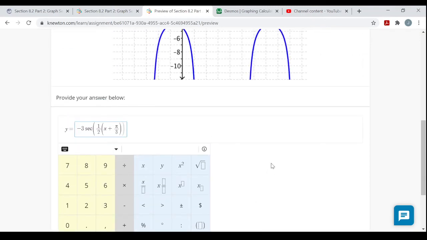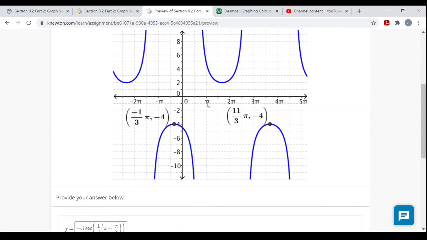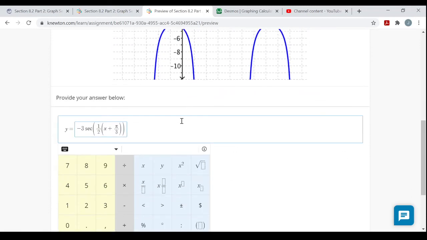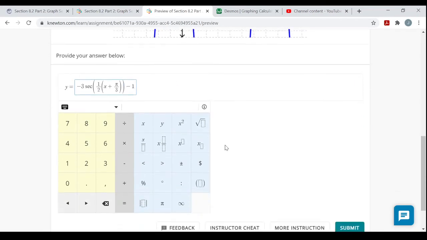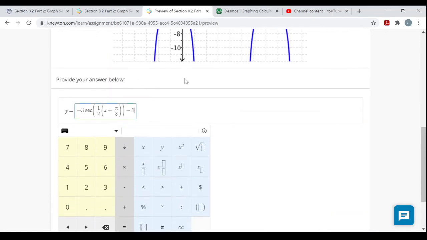And then where's the midline? Well, if the bottom is at -4 and the top of the wave is at +2, halfway between those would be at -1. So I put -1 after. You could reason it out without drawing it. And again, pay attention to the instructions. The instructions tell you how they want the answer. This one just had provide your answer. The last one had write it in a certain way. So just to be safe, write it this way: a times the secant of b times the quantity x minus c, and then plus d after.